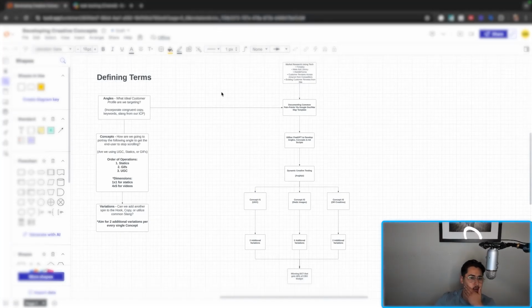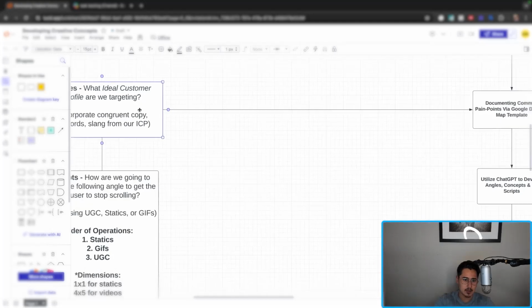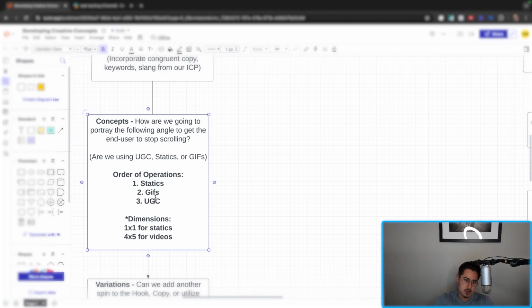When it comes to developing creative concepts and horizontal expansion, what are angles? Angles are simply the ideal customer profile we are targeting, and then we want to incorporate congruent copy, keywords, and slang from our ideal customer profile. As we expand into concepts, how are we going to portray these angles? This is your static, your GIF, your UGC.